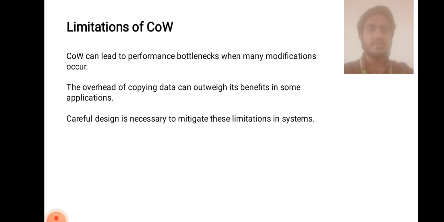Copy-on-write performance can lead to bottlenecks when modification occurs. The second limitation is that the overhead of copying data can outweigh the benefits. Careful design is necessary to mitigate these limitations in systems.